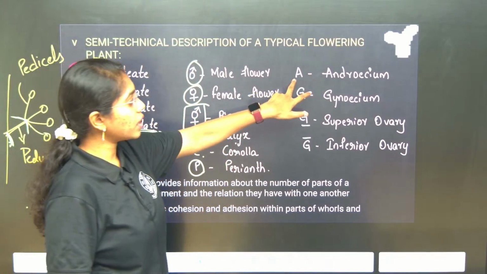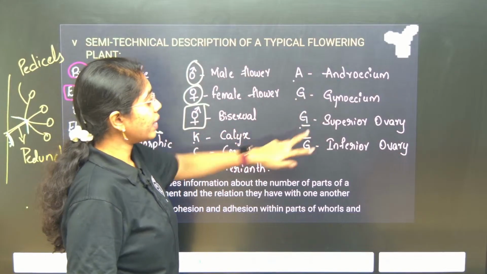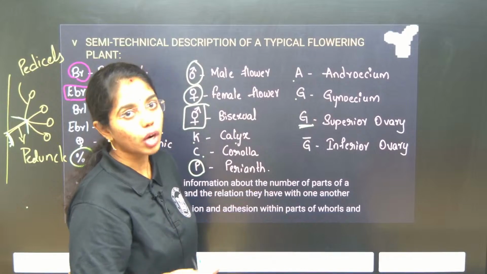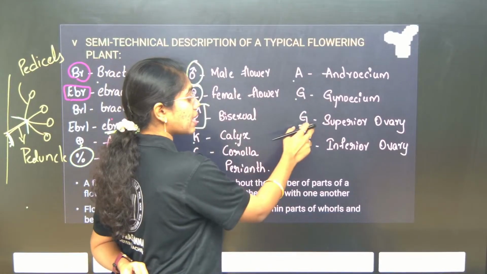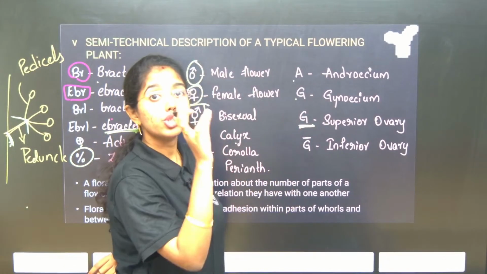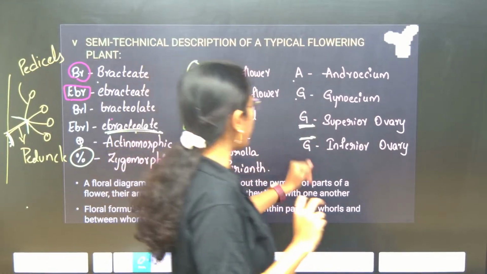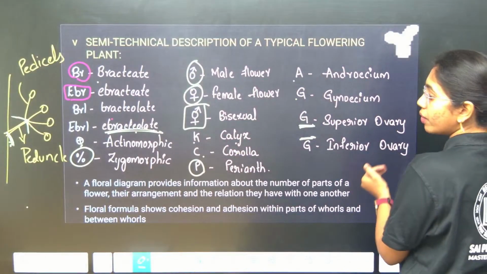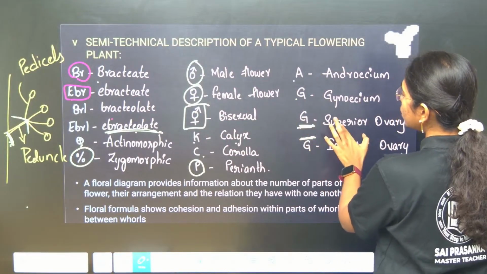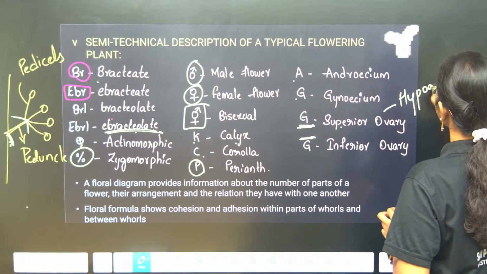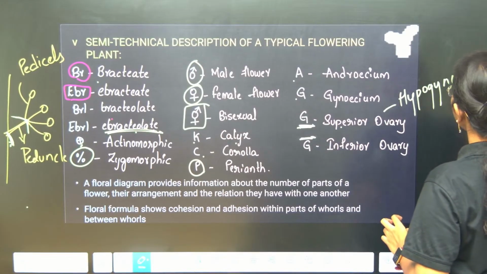A is for androecium, G gynoecium, and if the hyphen is below the G, it indicates superior ovary. If it is subscript, this is indicating what? Superior ovary. If the hyphen is above G, that is superscript. If it is above G, it indicates what? Inferior ovary. Hyphen below G, superior ovary, indicates what flower? Hypogynous flower.